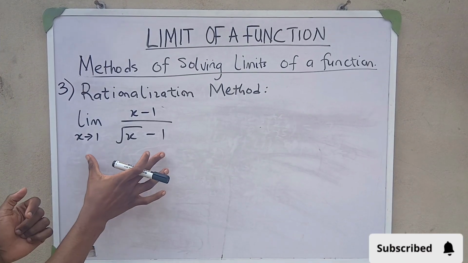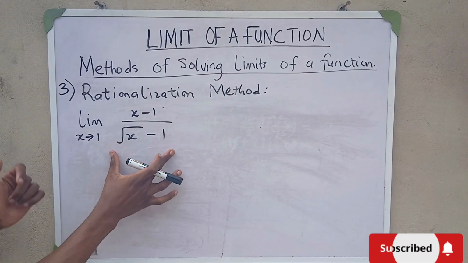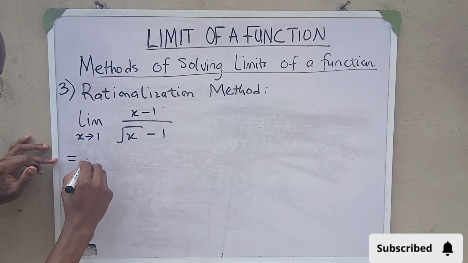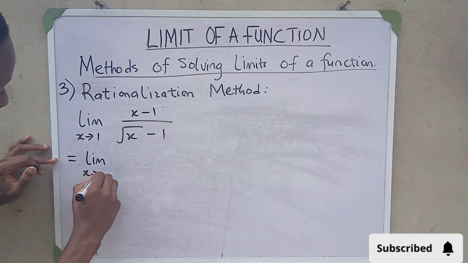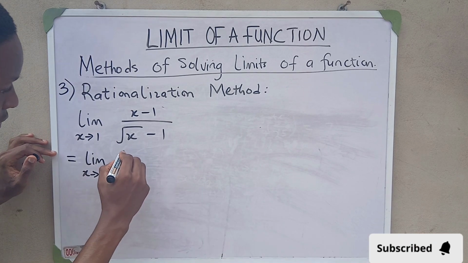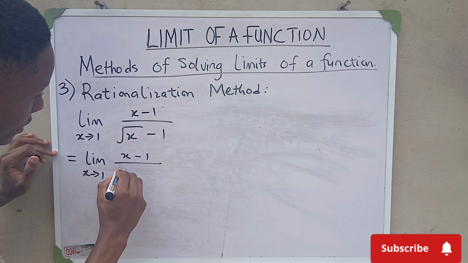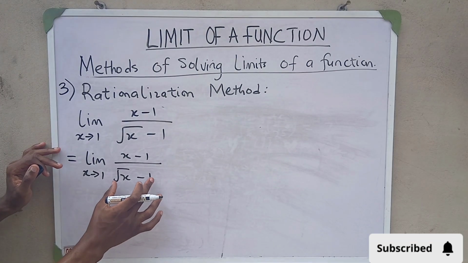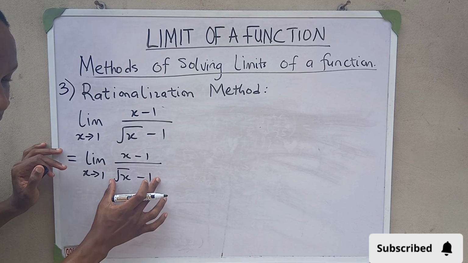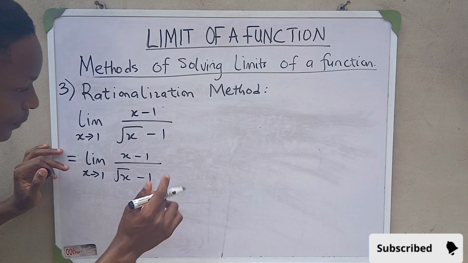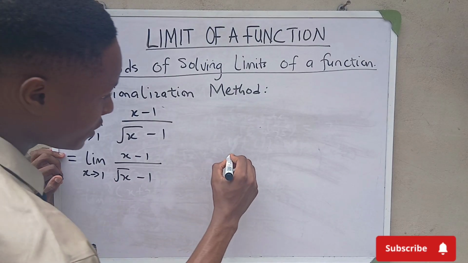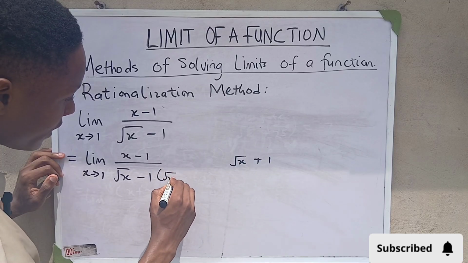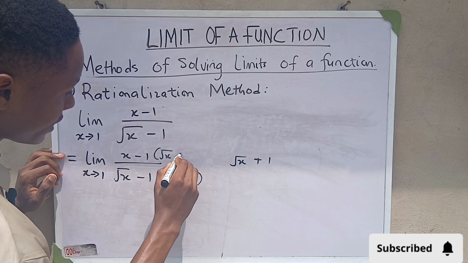In a case where we have a function like this, remember, since it has roots, we are going to use the rationalization method. So we have limits of x approaching 1. So x minus 1 all over square root of x minus 1. So for us to solve this, we are going to find the conjugate of the function with the roots. So this is square root of x minus 1. The conjugate is going to be square root of x plus 1. So we multiply by square root of x plus 1, square root of x plus 1.